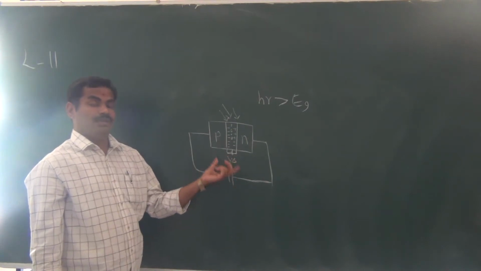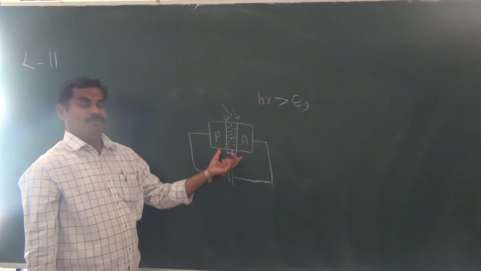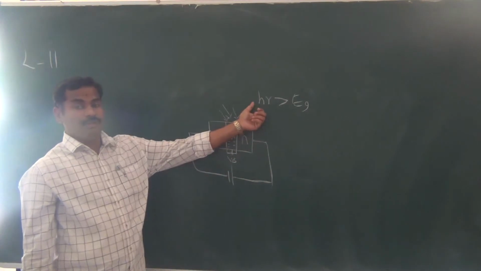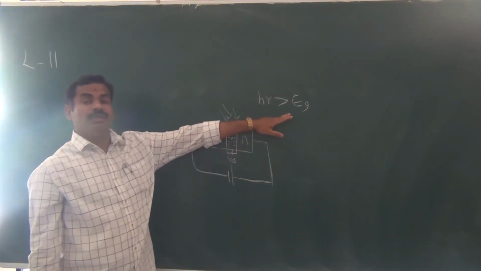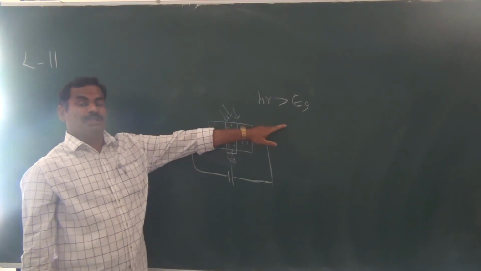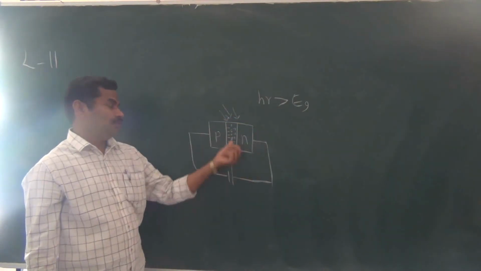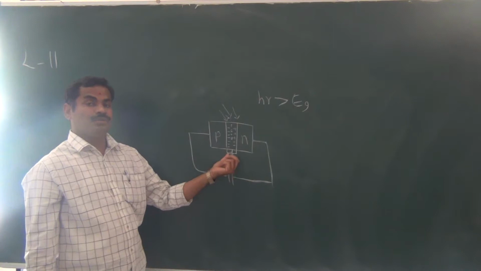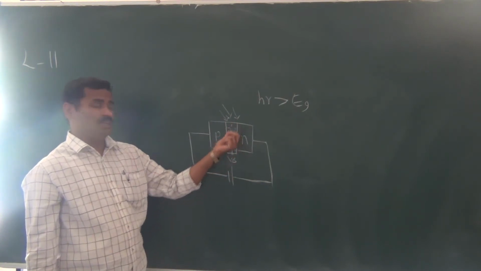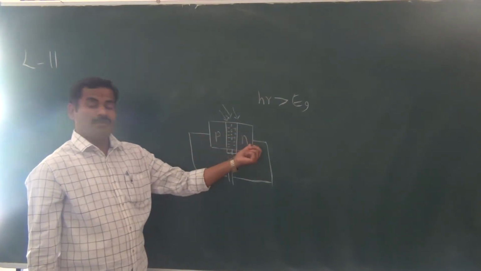Why is it called photocurrent? Because the current is due to light incident on the p-n junction. The important thing is that the light energy you apply should be more than the energy gap. As you know, the energy gap for silicon is 1.1 and for germanium 0.7. Then we can generate electron-hole pairs. They want to recombine, but because of the high electric field, the holes move towards the p side and the electrons move towards the n side.